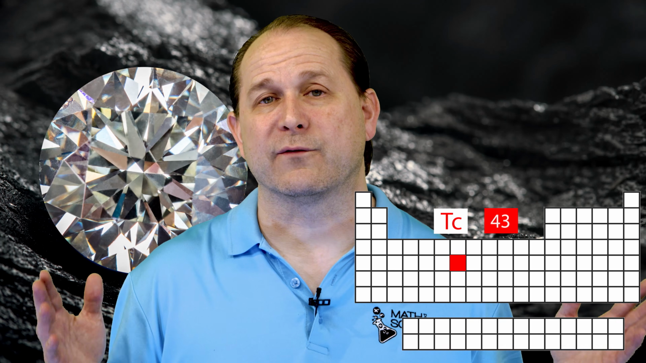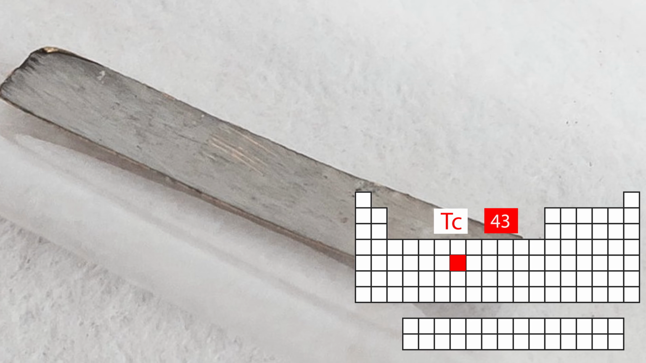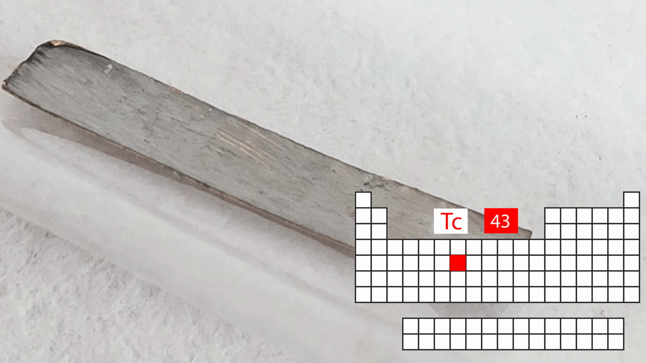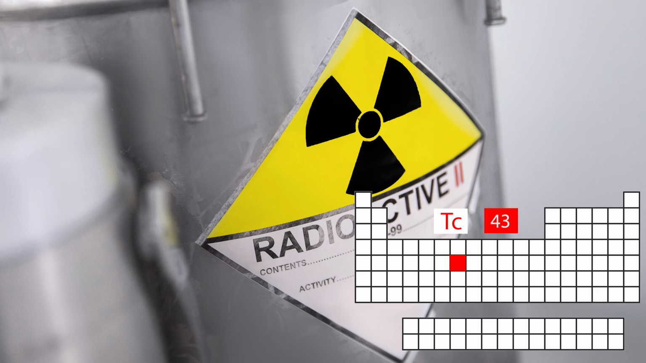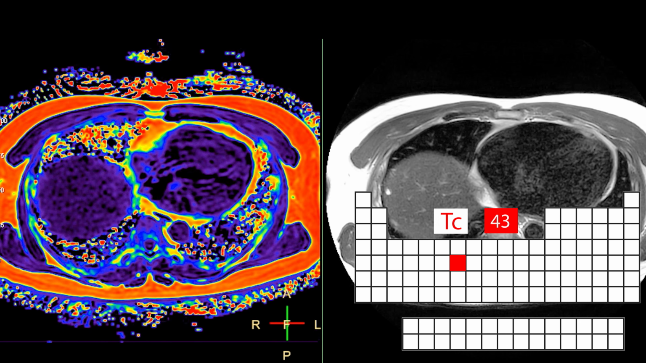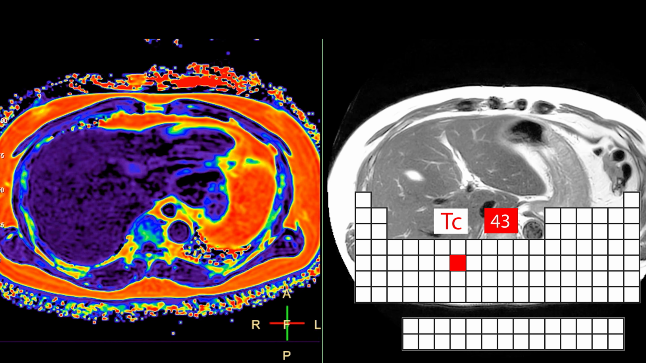Element number 43, technetium. It's the first artificially produced element. It doesn't occur naturally on Earth. Medical fact, which is interesting to me, it's the most commonly used element in nuclear medicine diagnosis.